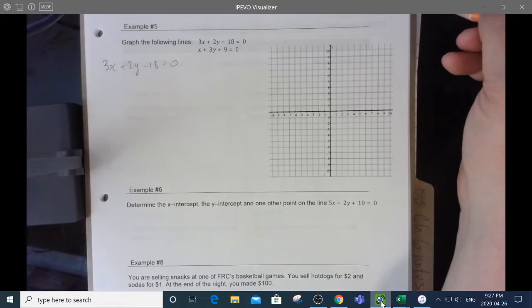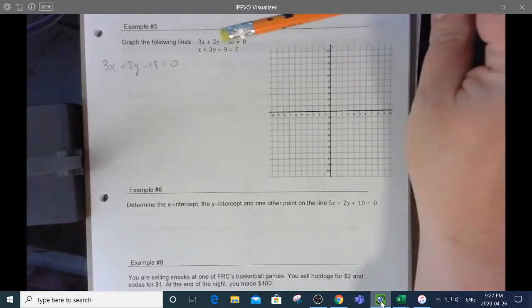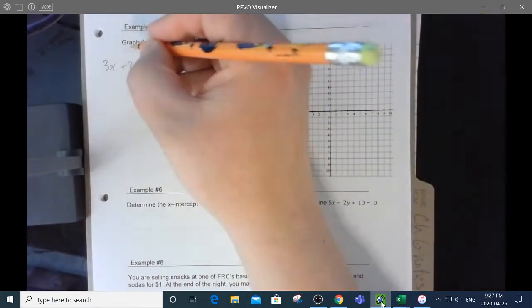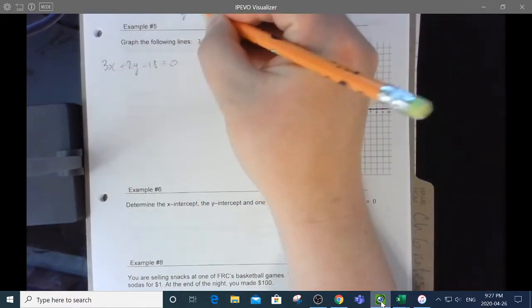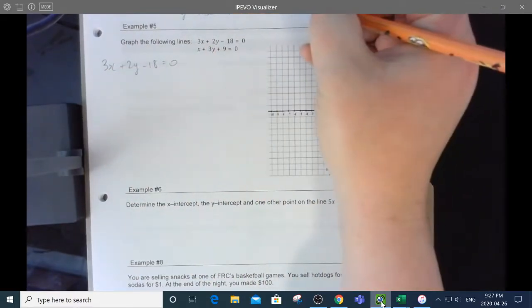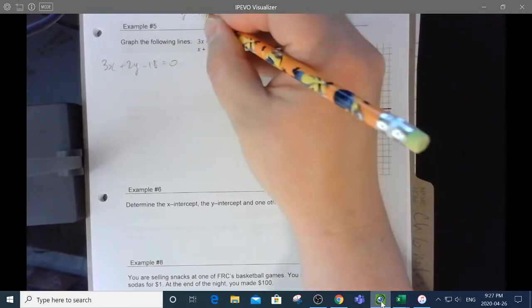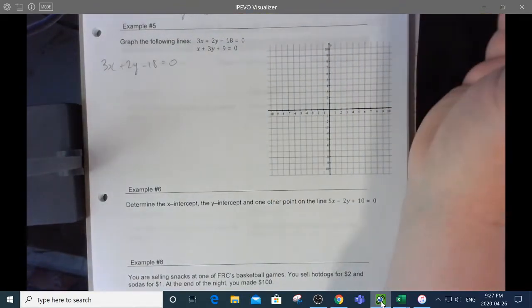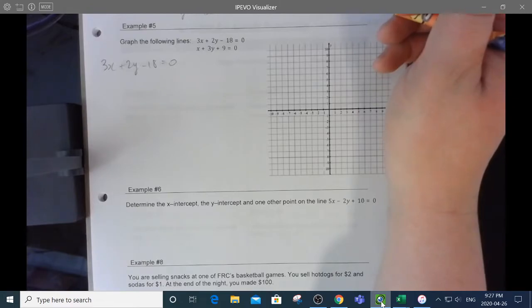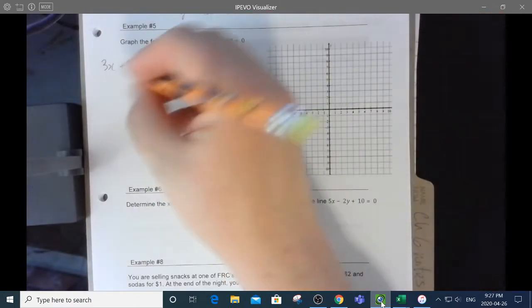Well, let's see. I could use my algebra skills and rearrange this so that it looks like y equals mx plus b, because that's easy to graph. I know the y-intercept and I know the slope. Okay, so that's one way I could do it. The other thing I could do is make a little table of values.